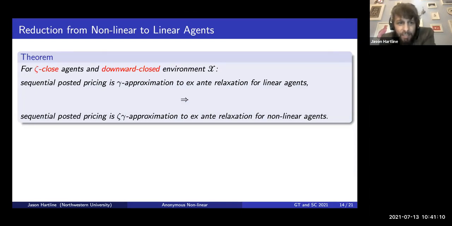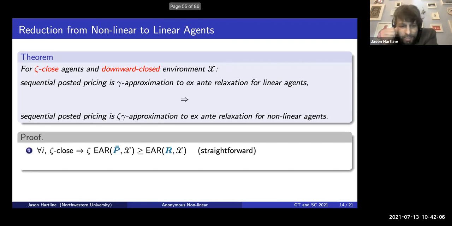Okay, and so our theorem is that if I have zeta close agents and I have a downward closed feasibility constraint, then if sequential posted pricing is a gamma approximation to the ex-ante relaxation, then sequential posted pricing is a zeta gamma approximation to the ex-ante relaxation for nonlinear agents. So in other words, if someone has proven an approximation result for sequential posted pricing for linear agents, and there are a number of these in the literature, then if we have zeta close agents that are nonlinear, we can automatically lift this result for linear agents, and it's going to hold for nonlinear agents, approximately. And the approximation factor we lose is just the zeta.